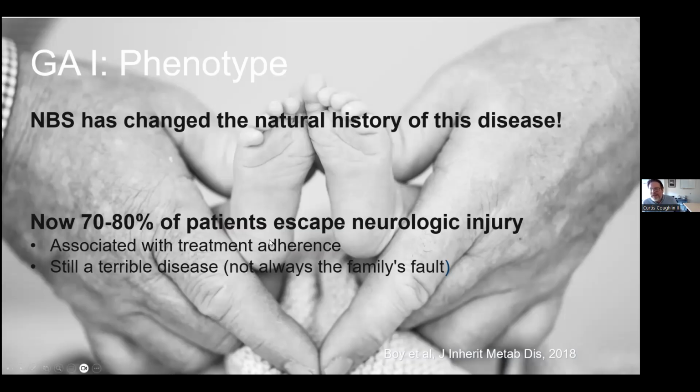I'm going to get on my one little soapbox here and say that I hate the idea that this is the family's fault. I'm not always sure that it's true that it's adherence, but even if it is, if that many patients are struggling to follow our recommendations, then we have to admit that this treatment is poor and we need to come up with other ways to help families.